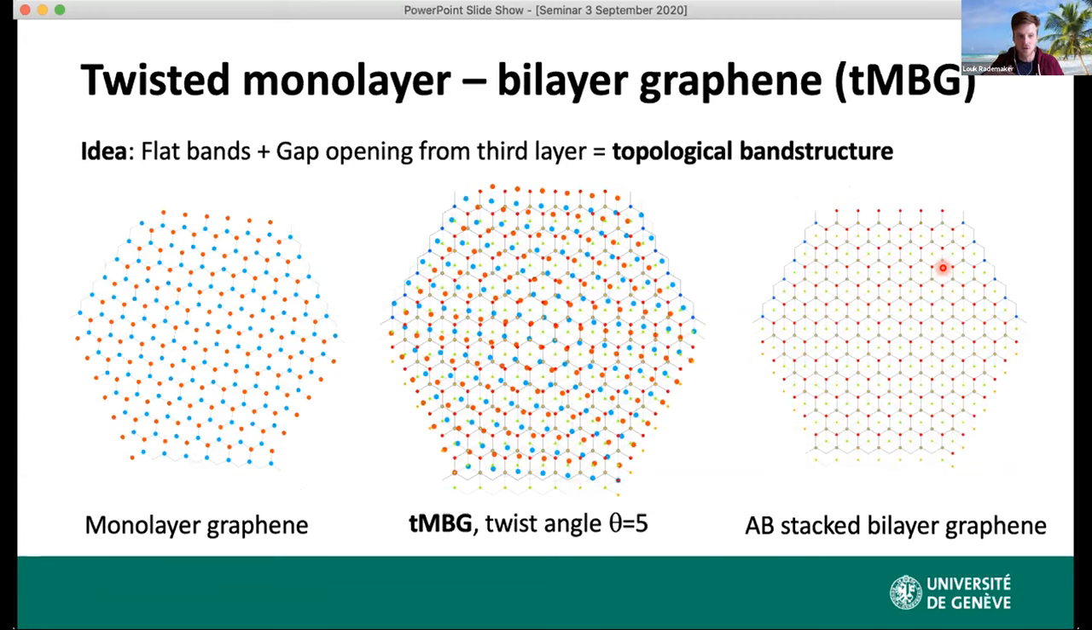Now, you can even do something better because this HBN alignment is very hard to tune. You can instead add a third layer that breaks the sublattice symmetry explicitly by stacking monolayer graphene with AB stacked bilayer graphene. Because you can also view that as you take twisted bilayer graphene and add another graphene layer on top, which breaks the sublattice symmetry in the top layer. So we expect that if you make this structure, you automatically get a topological band structure, and then interactions can create things like Chern insulators and then quantum anomalous Hall effect.